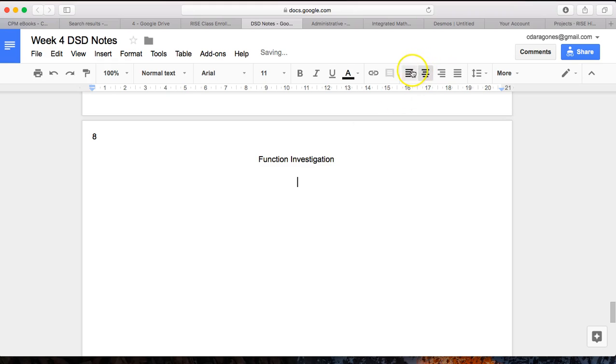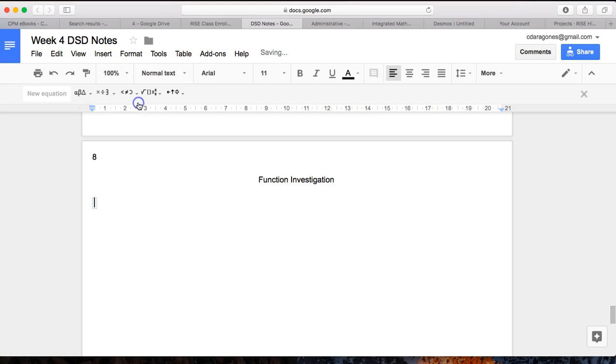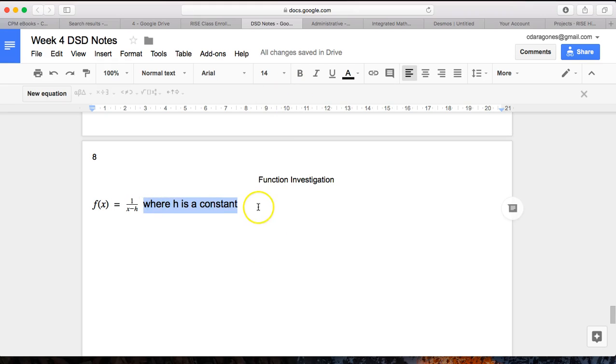Okay, so we're going to look at a very specific function today, which I would like for you to write down. The function is f of x equals 1 over x minus h, where h is a constant, okay? So we're going to determine what h is. X, again, is your input. F of x is your output. So if I put in some kind of value for x, I should get out some kind of output, f of x, okay? So we're going to look at this function.